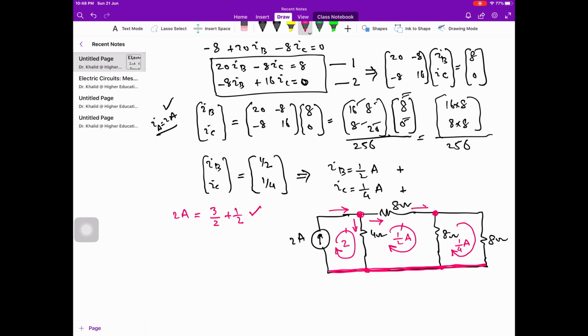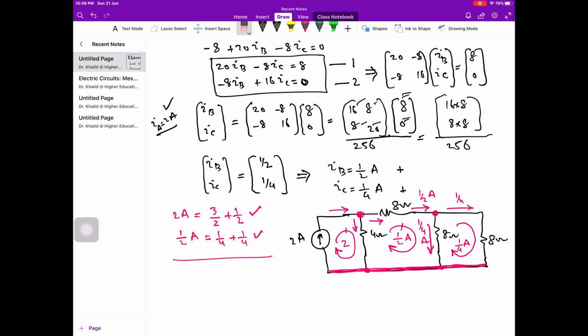What is the current flowing in this direction? This current is 1 by 2 ampere, and the net downward current flowing in this direction is IB minus IC. IB is 1 by 2, IC is 1 by 4, so this is 1 by 4 ampere. What is the current flowing? This is only IC, so this is 1 by 4. So current coming towards the node is 1 by 2 ampere, flowing away from the node is 1 by 4, 1 by 4. So it is verified.